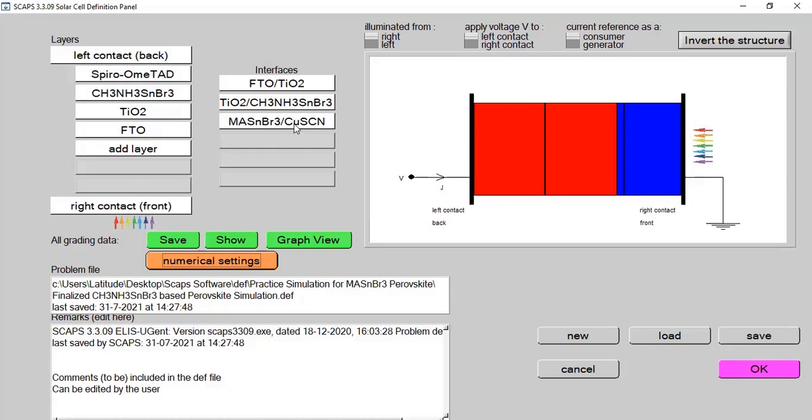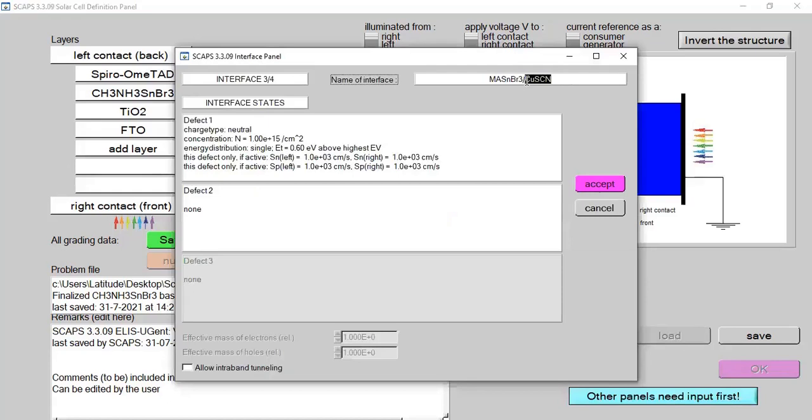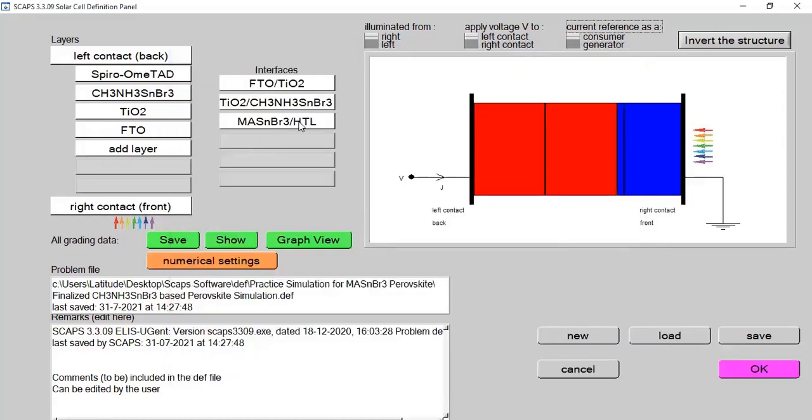Next is the interfacing layers. There are three interfacing layers. The first is between FTO glass and titanium dioxide, the second is between titanium dioxide and the perovskite or absorber, and the last is between the absorber and the HTL material. Unfortunately, there is a mistake, but we can correct it. We can use our HTL, like I can write HTL. And I have already informed you that I'm using Spiro-OMeTAD as the HTL material. So I have just informed you about today's structure that is being computed right now.